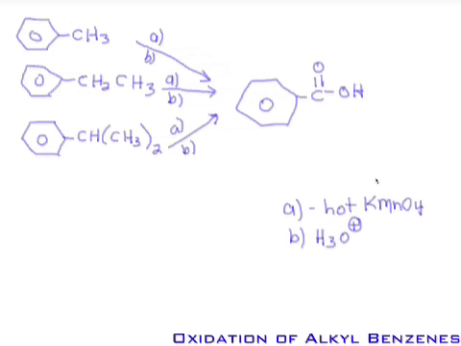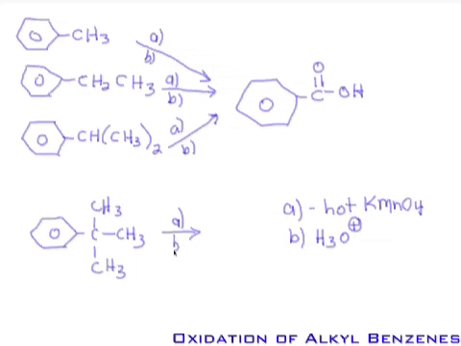What's really interesting about this reaction is that you have to have a benzylic hydrogen. If you have a tert-butyl benzene and you try this reaction and you have 3 methyls off of the benzylic carbon, you will not produce benzoic acid. You will not produce the benzoic acid because the benzylic carbon lacks the hydrogen.